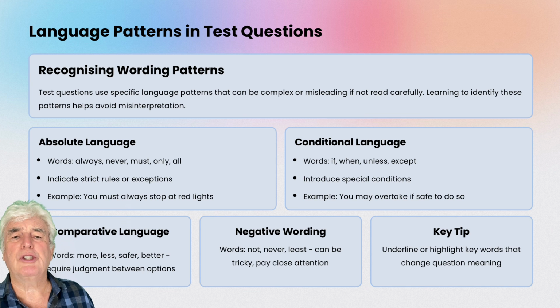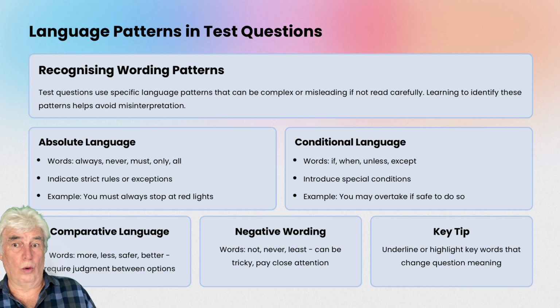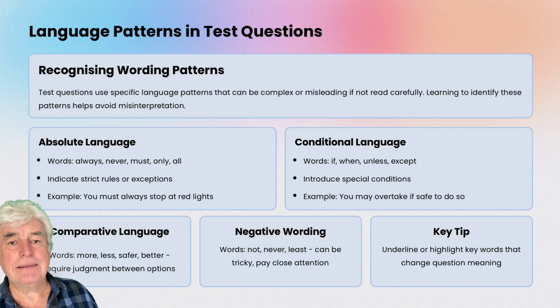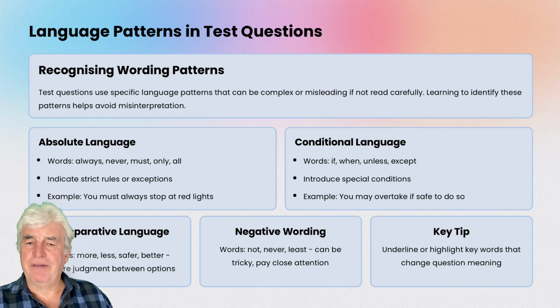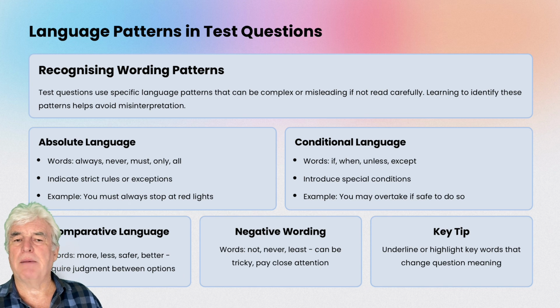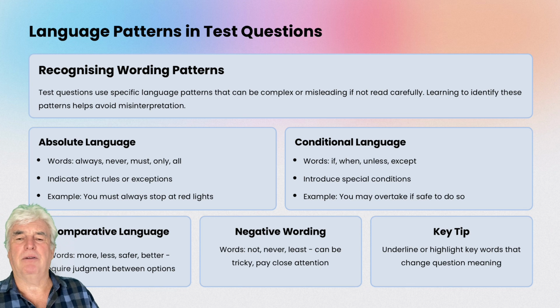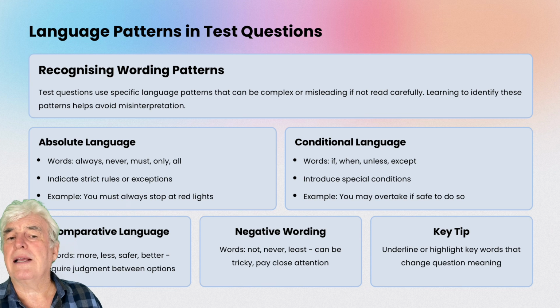What we call absolute language. Now, words such as always, never, must, only, and all are definitive. That means there's no discrepancy about them. So be careful with these. Often they indicate a strict rule or exception. For example, you must always stop at a red traffic light.